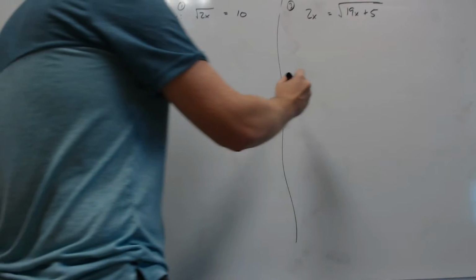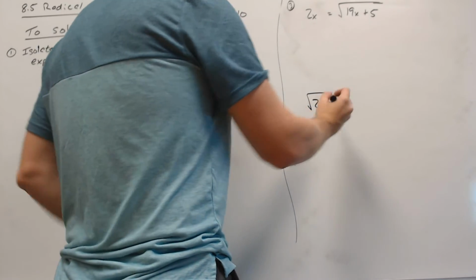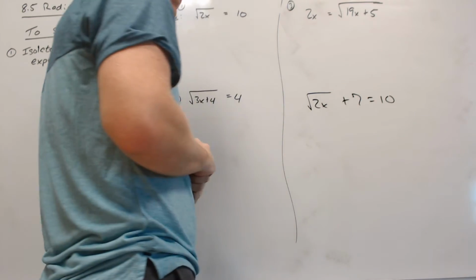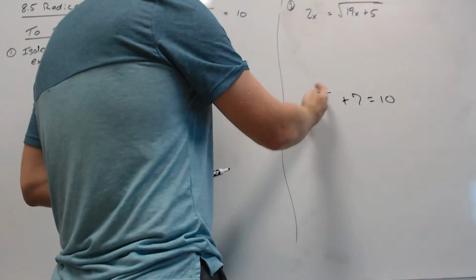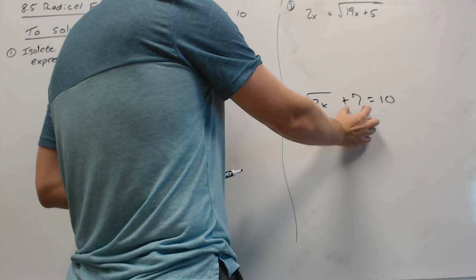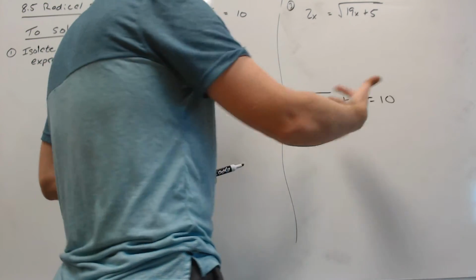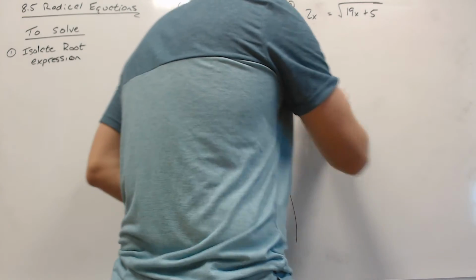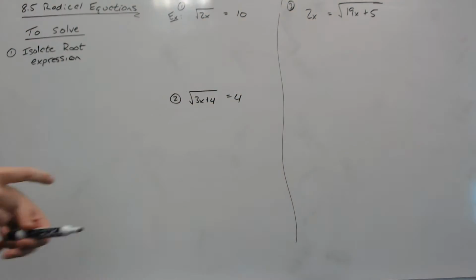Just to show you what that would look like, if I had the square root of 2x plus 7 equals 10, something like that. Now my rooted expression is not by itself, this plus 7 is in the way, so we get rid of the plus 7 and work from there. So sometimes you have some algebra steps to do at the beginning to set the problem up correctly.